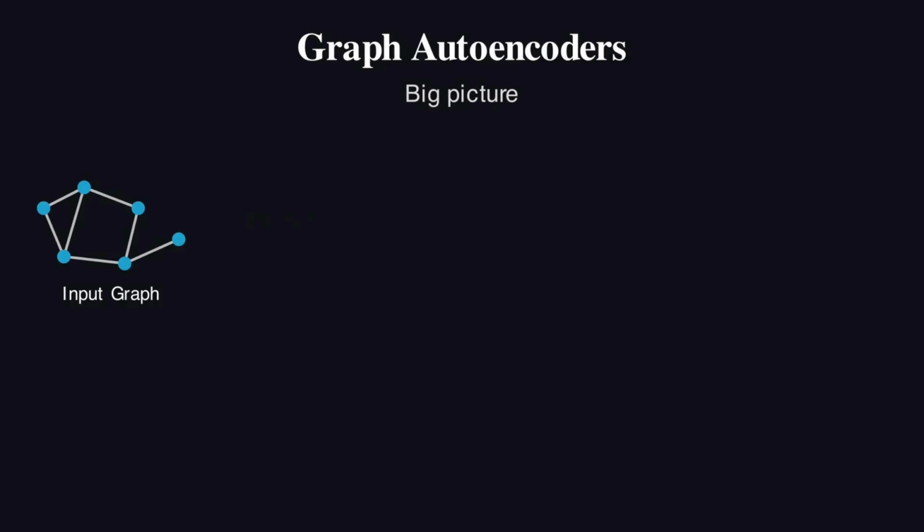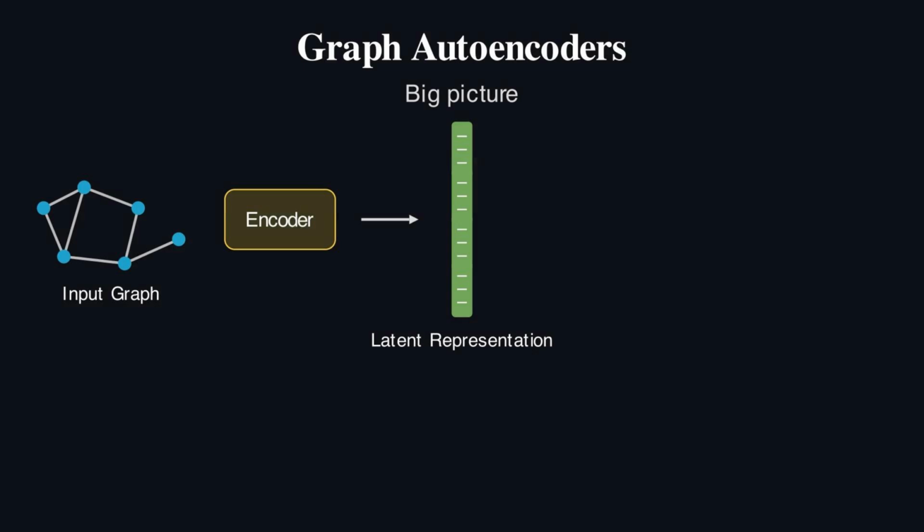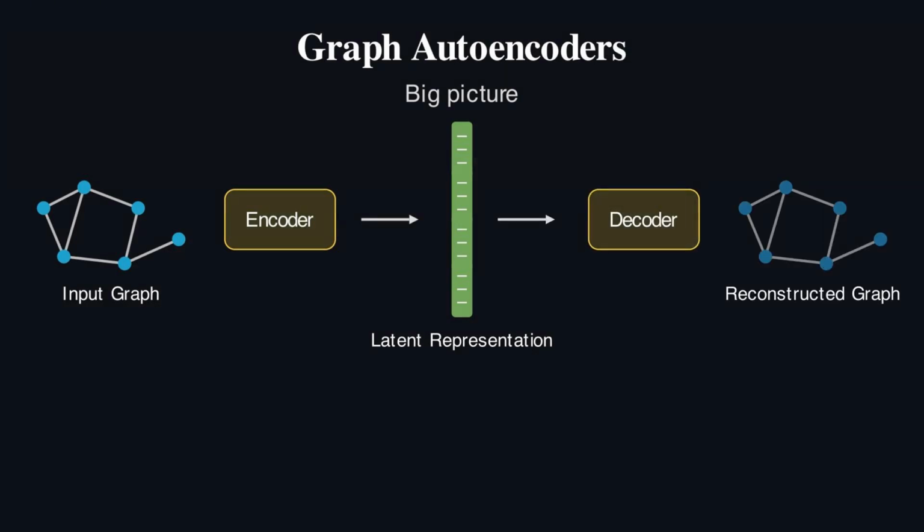Let's now step back and look at the big picture. A graph autoencoder consists of two main parts, an encoder and a decoder. The encoder takes the graph as input and transforms it into a latent representation. This representation is a set of vectors that capture the structure and relationships within the graph. The decoder then takes these embeddings and tries to reconstruct the original graph. It does this by estimating which nodes should be connected based on their similarity in the latent space.